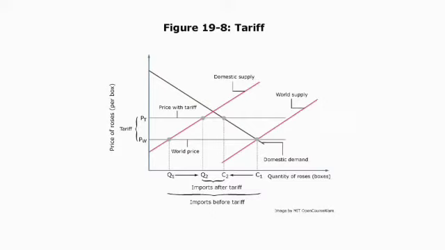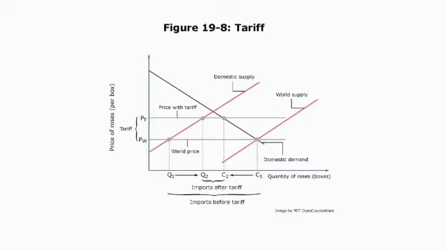Let's show what happens with a tariff. Here we're starting in the world with trade, where we're producing C sub 1, which is where domestic demand equals world supply, at a price P sub W. Now the US government comes in and levies a tariff, which is the difference between P sub W and P sub T. They're going to raise the price to P sub T, essentially levying a tax on roses that come in from Colombia.